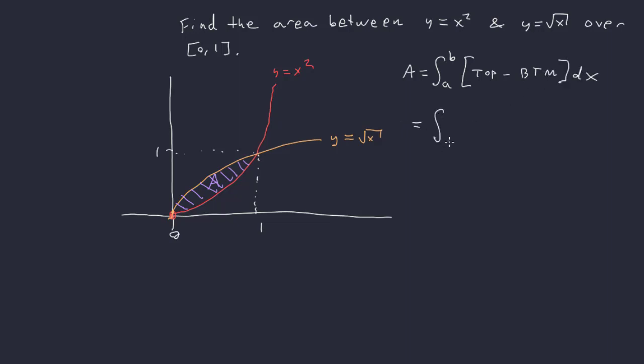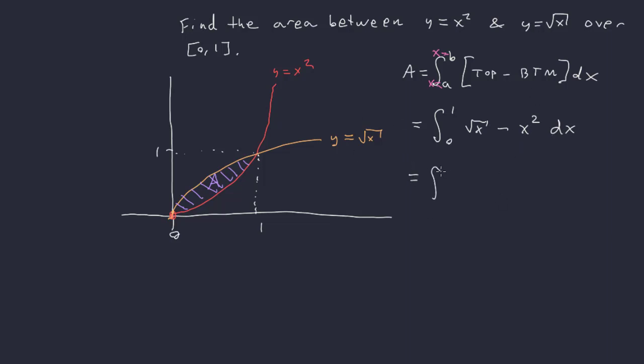All right, so in this case, that will be the integral from 0 to 1, right? And these are x values. That's going to mean something in a bit. Okay, so it'll be 0 to 1 of the top function, which in this case is the square root of x, minus the bottom function, which will be x squared. And there we go. Now we have our integral.